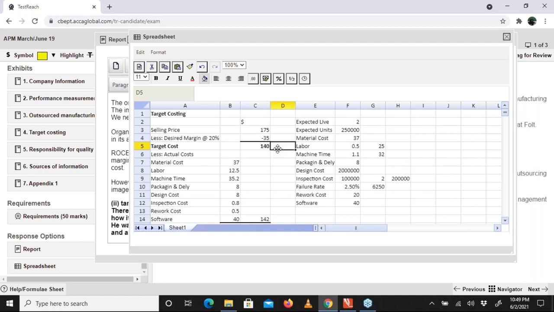Okay, now let's move on to the next part of this question. And what is that next part of the question? Try to understand.